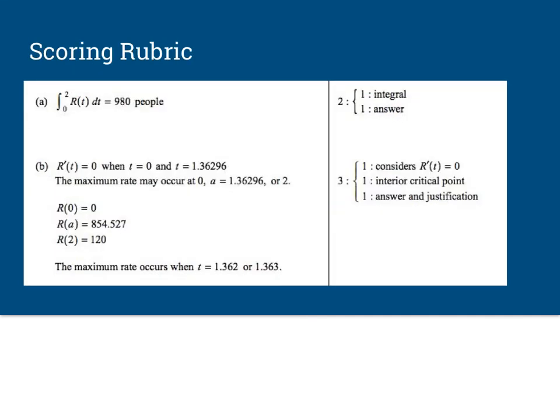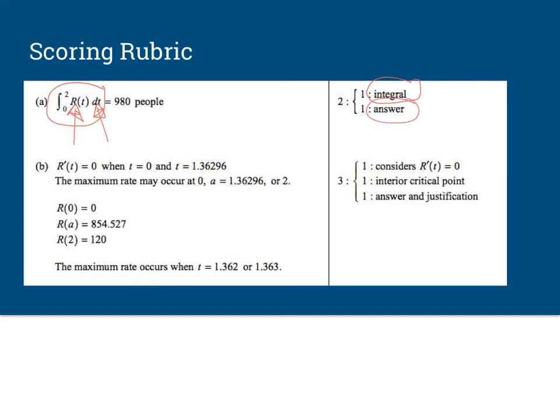Now let's make corrections to your FRQ. Please use colored pen in your corrections. Okay, first point is the integral. Now, is this integral correct? Do you have the dt written there? Do you have the correct function r of t and the correct limit 0 to 2? That's worth 1 point. And then secondly, did you get 980?